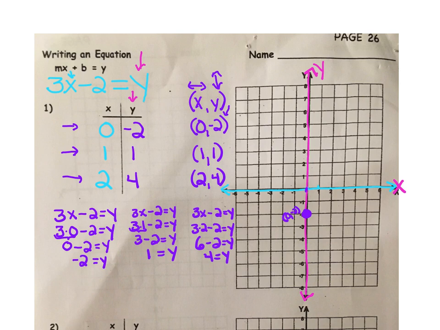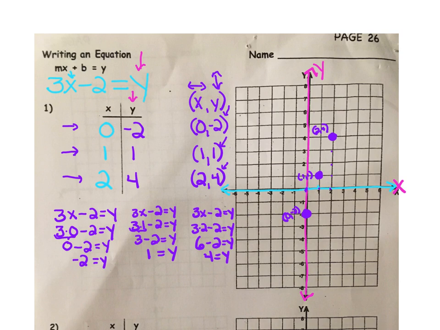Now the next point is 1, 1. So starting at the origin, go over 1, up 1. We'll label that. And finally, your third solution is 2, 4. Starting at the origin, go over 2 and then up 4. You can see our 3 solutions align. They're starting to form the beginning of a line.